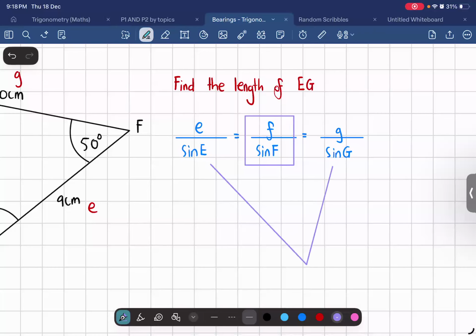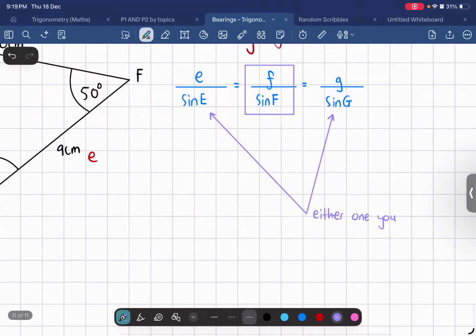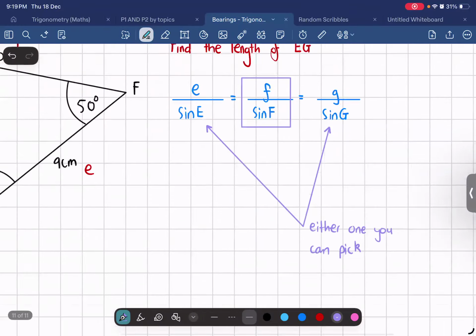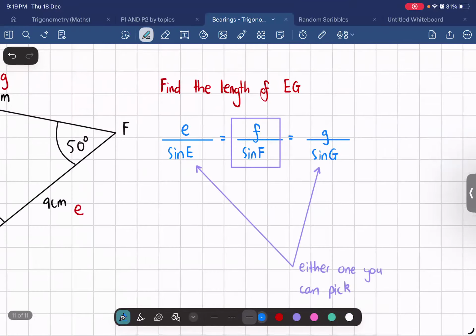The maths is so cool. No matter how you do it, once you do the correct thing, you'll get the same answer, right? Either one you can pick. But for this question, which one do you want to pick? So the E and the F. E and the F? No problem.